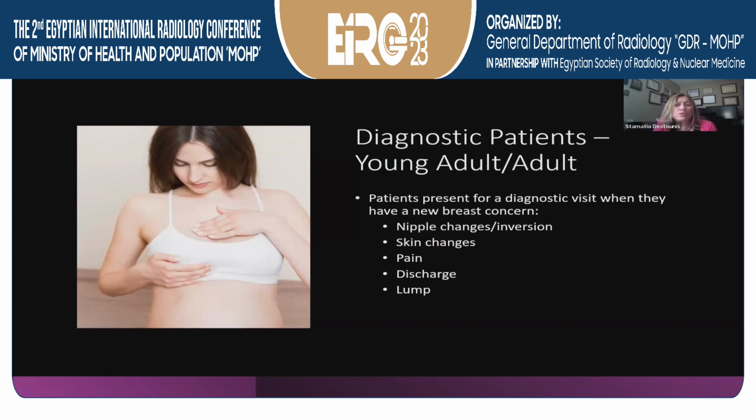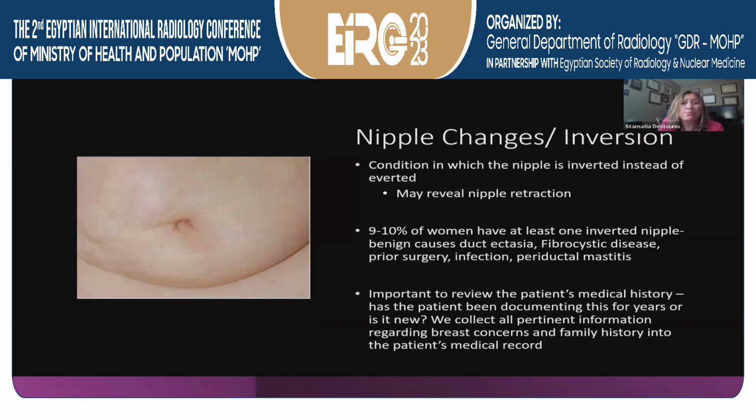Now, a young adult may come in with a nipple change, with skin change, with pain, with discharge from the nipple, or a lump. Now, nipple changes, such as inversion, is where the nipple's inverted. It's not out, it's in. So it could be nipple retraction or inversion.